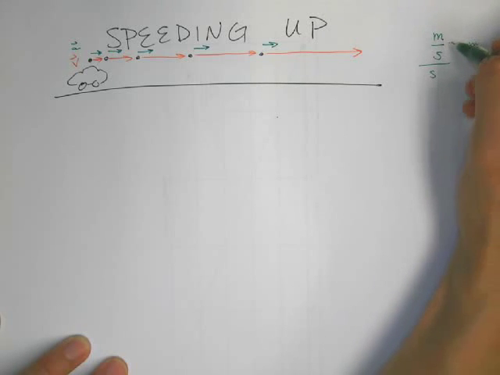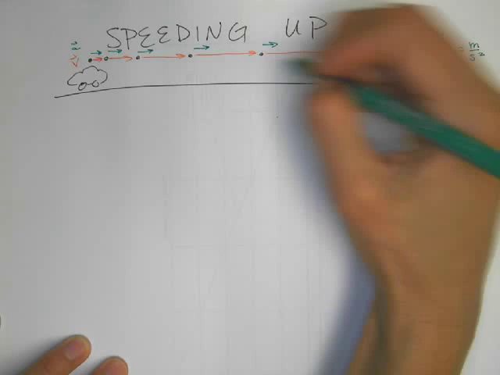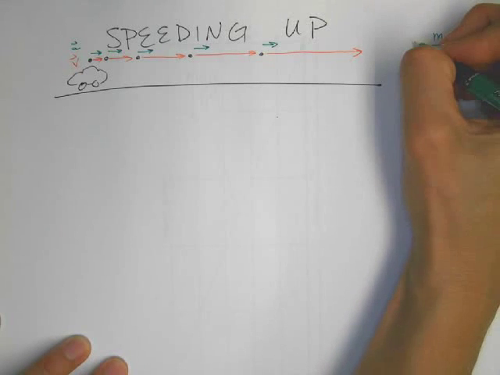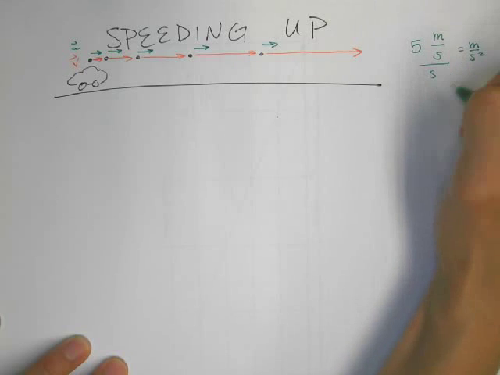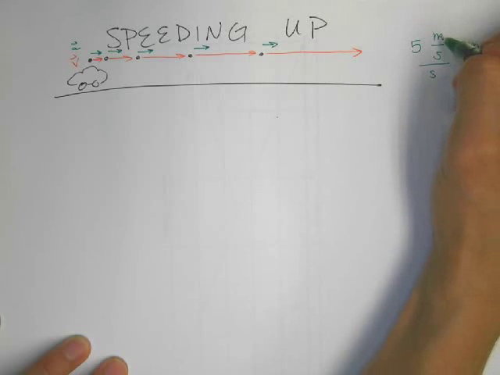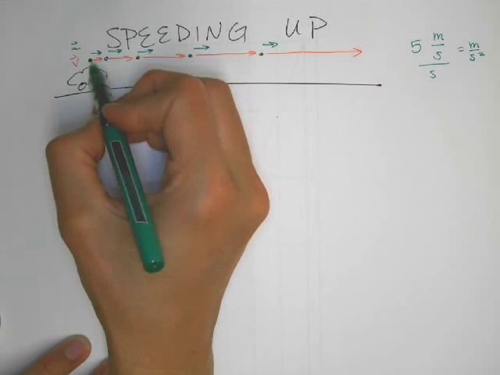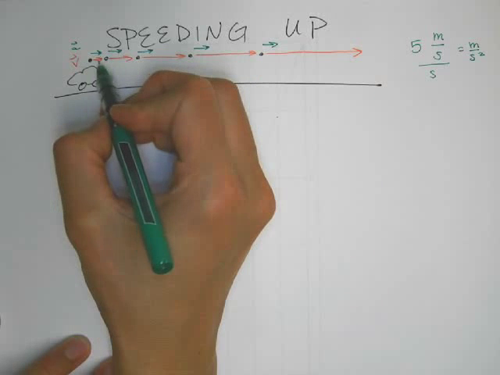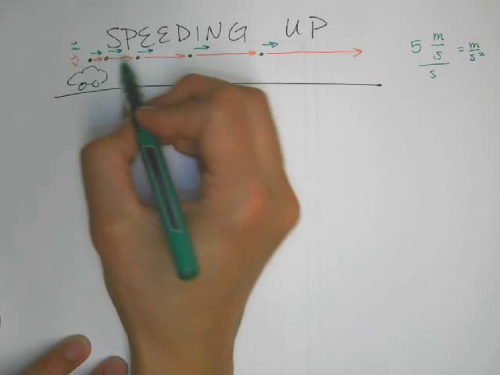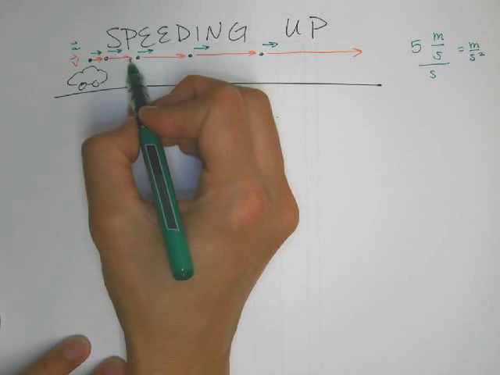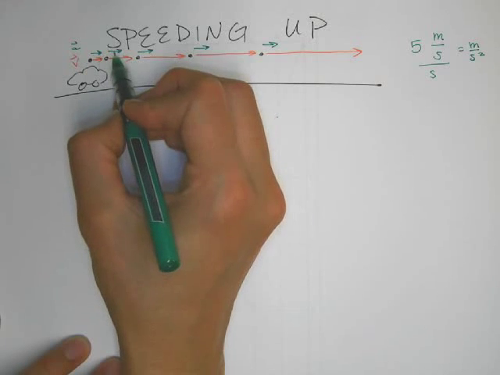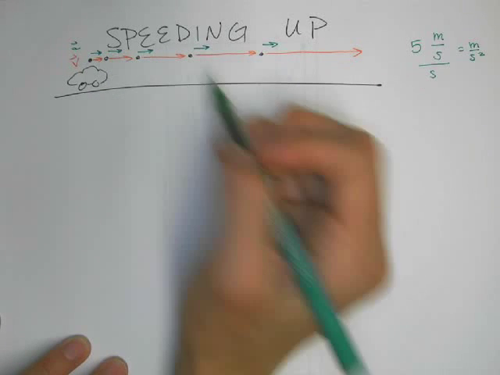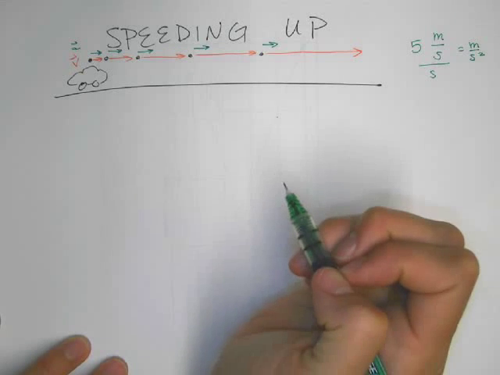Acceleration tells us the rate of change of velocity. So if the acceleration of this car is 5 meters per second squared, that means the velocity of the car increases 5 meters per second every second the car is driving. So if this arrow represents 5 meters per second, I add 5 meters per second, and this arrow should represent 10 meters per second. Then I add another 5 meters per second, this would represent 20 meters per second.